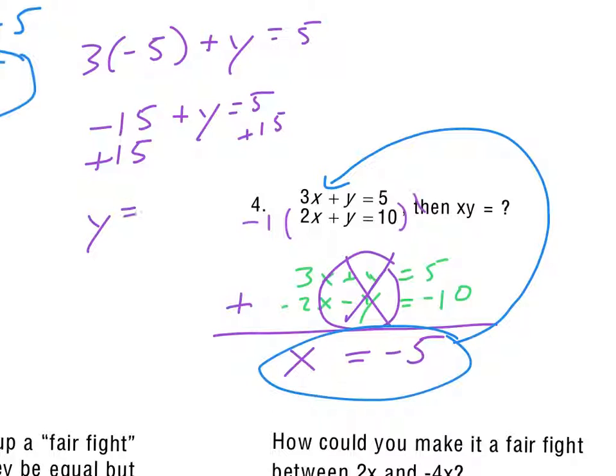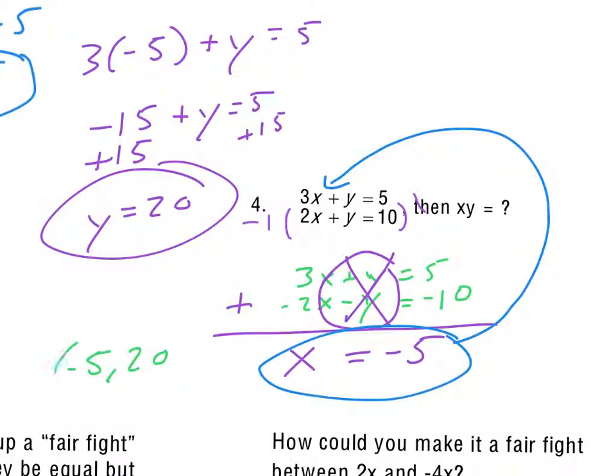And boom, we've got y equals 20. So I have my x now and I have my y, and we always want to write them as an ordered pair. So I'll have negative 5, comma, 20 as my answer.